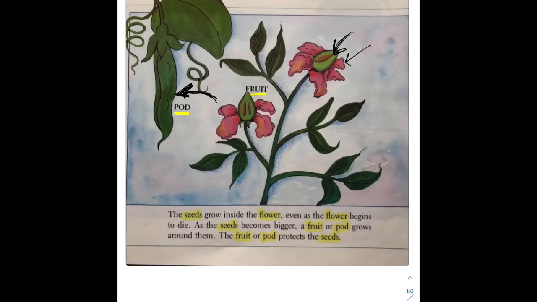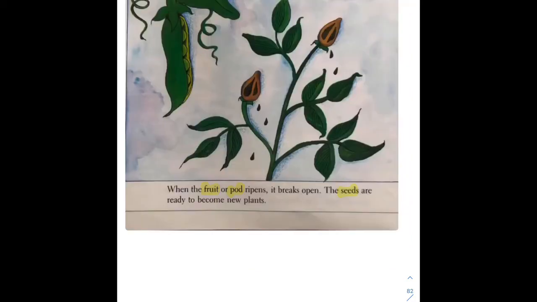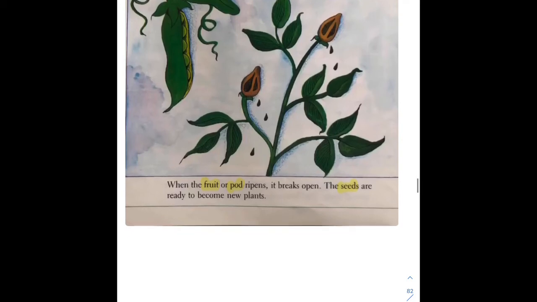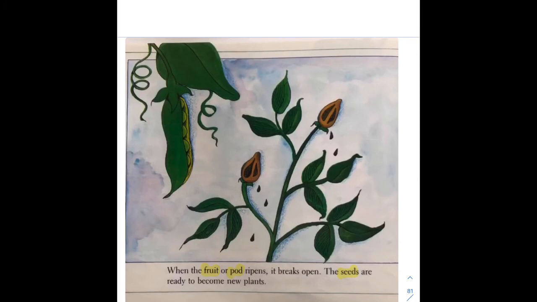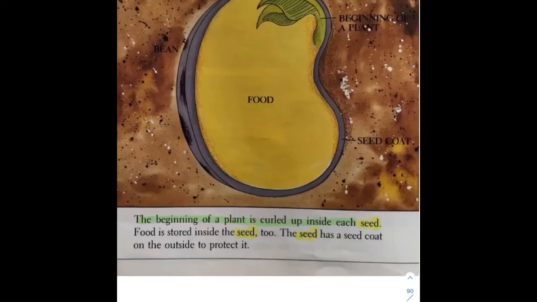So the fruit or pod, they have a very important job, and that job is to protect the seed. When it ripens and breaks open, guess what happens to their seeds? Hopefully, you're right. Hopefully, they find soil. So, why is a seed so important? Yes, because it is the beginning of a plant. And that beginning is curled up inside each seed.